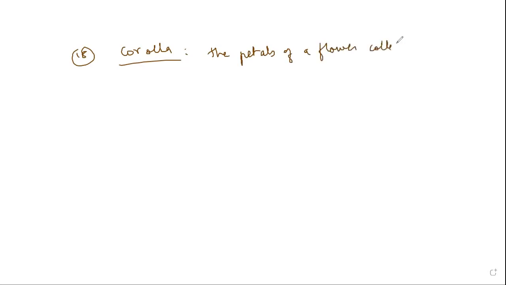Let us see the next one. Corolla. What is corolla? The petals of a flower collectively forming the inner floral envelope. It is nothing but the petals of a flower together, collectively forming an inner floral envelope. This is corolla.